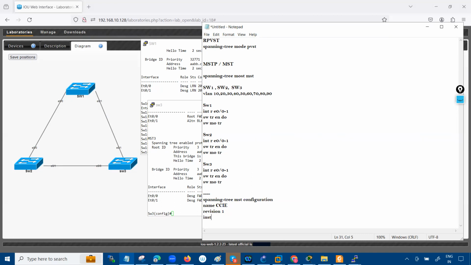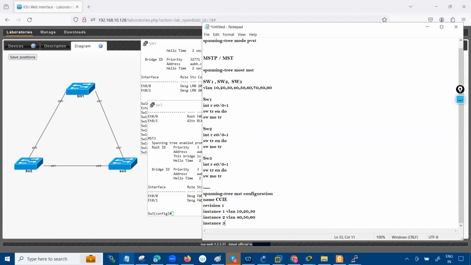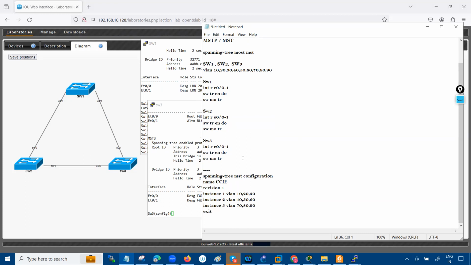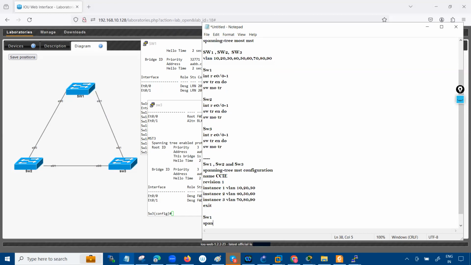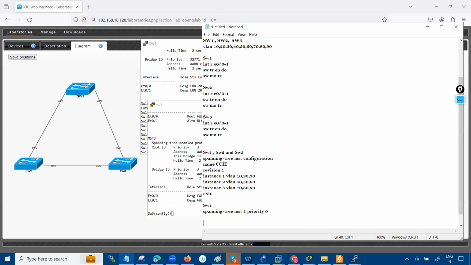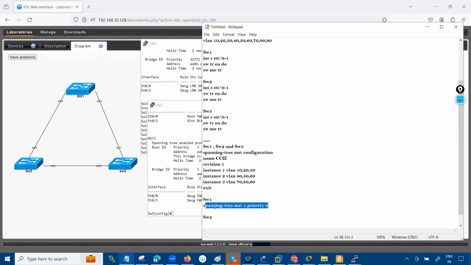Then you have an instance one, VLAN number 10, 20, 30. Instance number 2, VLAN number 40, 50, 60. And instance number 3, that's VLAN number 70, 80, 90. And here we go. So this configuration you need to do on the switch 1, switch 2, and switch 3. Then after that, what you have to do that? On the switch 1, I can say that spanning tree MST number 1 priority will be 0. Switch 2, you can say that same thing.